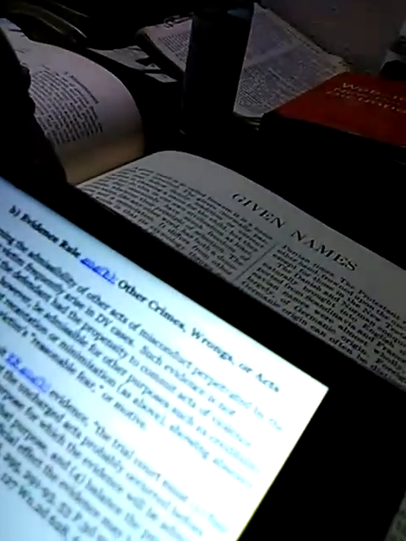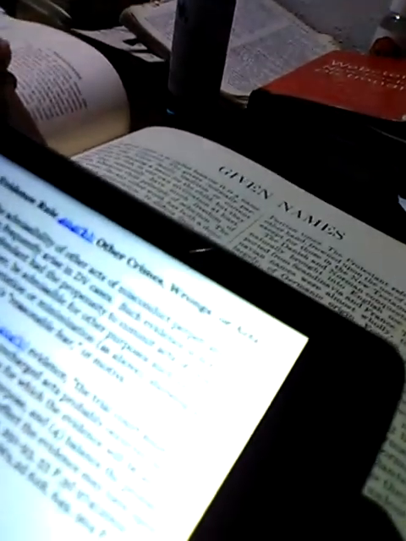Now, Evidence Rule 404(b). Other crimes, wrongs, or acts. Issues concerning the admissibility of other acts of misconduct perpetrated by the defendant against the victim frequently arise in domestic violence cases. Such evidence is not admissible to show that the defendant had the propensity to commit acts of violence against the victim.